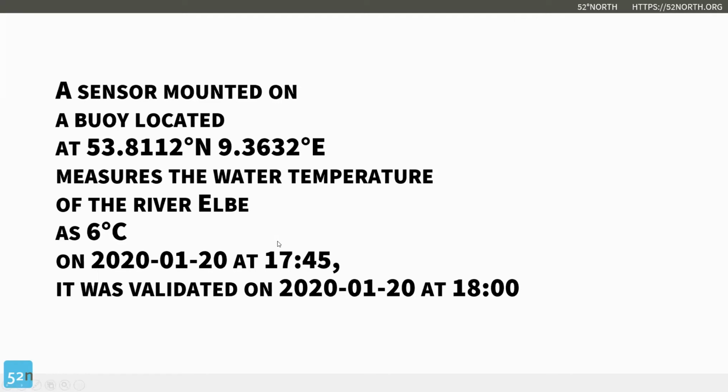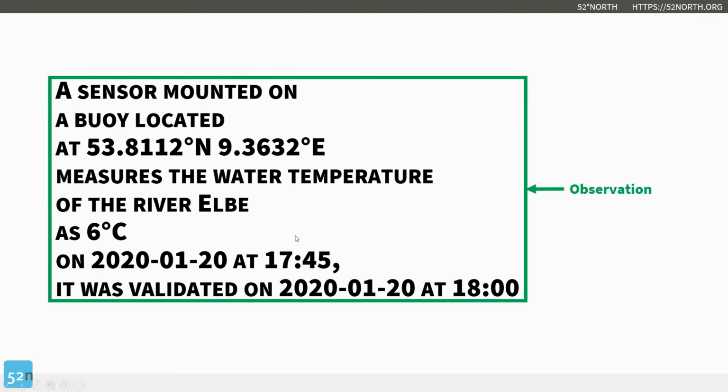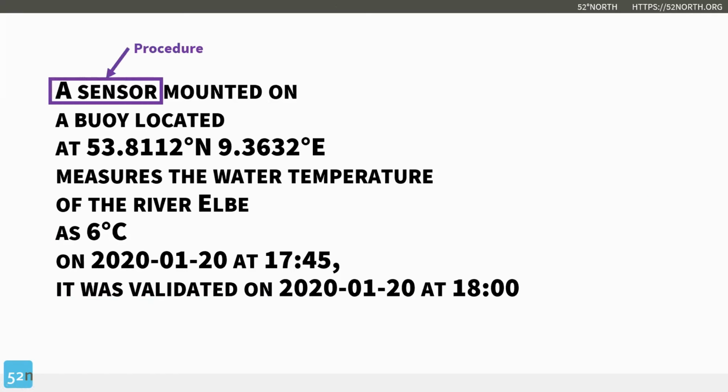And for this, we have different properties defined by the O&M standard. The first one is that we consider all this as an observation as a whole. And then within our observation, we have different types of information. So a specific sensor has measured something. That's the procedure, how the measurement was obtained.